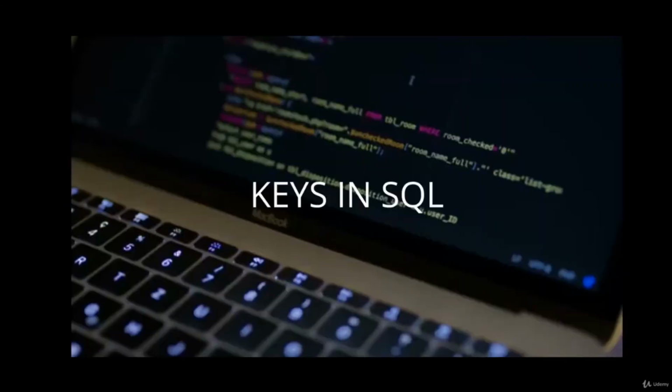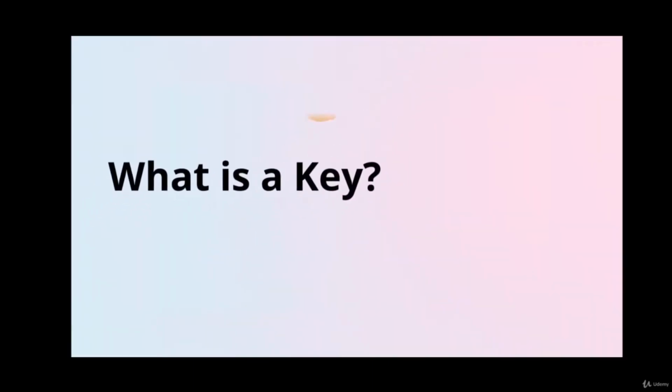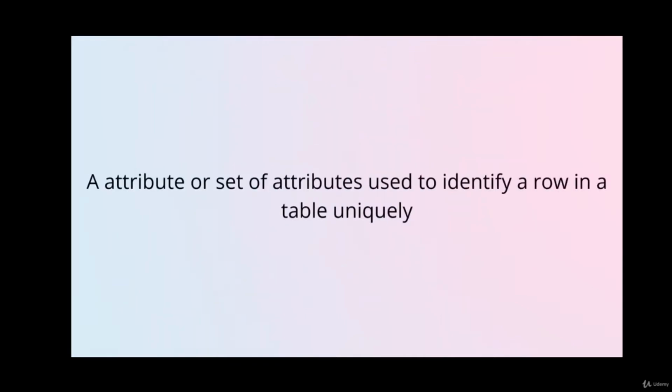In this lecture we will learn the different keys in SQL. So what is a key? A DBMS or an SQL key is an attribute or set of attributes which help you to uniquely identify a record or a row of data in a relation. Through keys, we can ensure that the integrity of data is maintained. Keys are also used to establish and identify the relationship between tables.